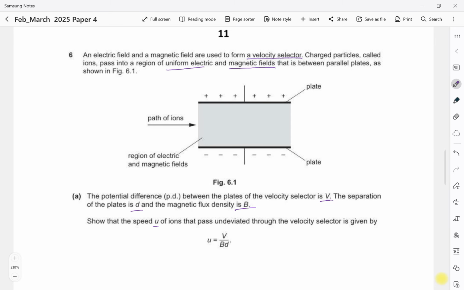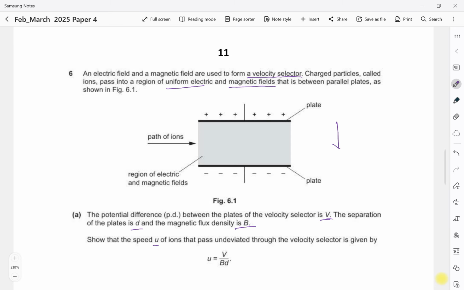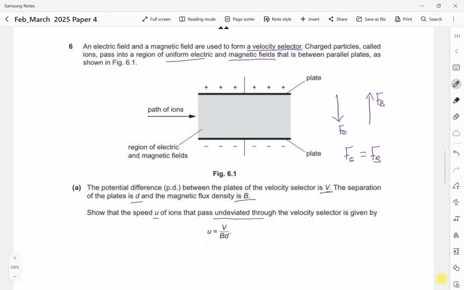Okay, so we have already seen that the electric force due to the electric field is downwards. If the ions are to be undeviated, it means that the force due to the magnetic field must be upwards. When I write FB, that is the force due to the magnetic field, and when I write Fe, that is the force due to the electric field. Other than being in opposite directions, they should also be equal in magnitude.